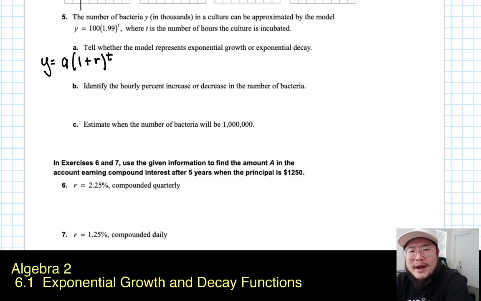Hopefully we realize that 1.99 is greater than 1. Therefore, I have to add that 0.99 for us to get that 1.99. So let me go ahead right here. I'm going to change this to 1 plus 0.99, and then we have our equation. For a, we can go ahead and keep that as 100, and there's our function. Well, if you haven't figured it out now by what I've been saying, this model right here represents exponential growth.